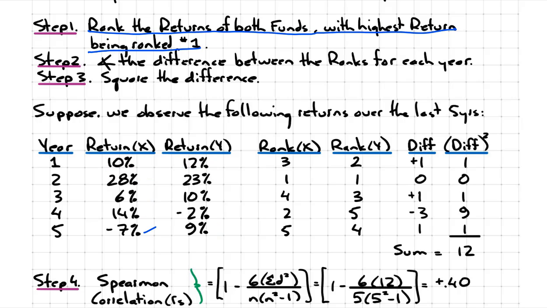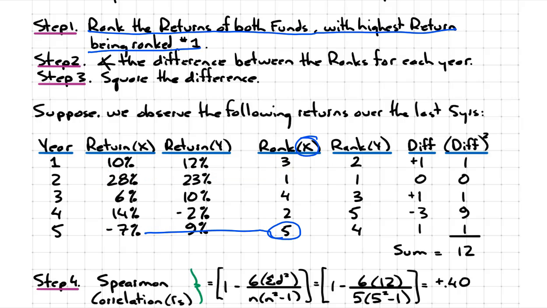But the first step tells us that we should rank these performances. Let's look at X. Why don't we start with the highest? You can see in year 2, it had the highest rate of return, so this would be given a rank of 1. On the other hand, you can see that -7 was the lowest return, and since there were 5 observations, this would be ranked number 5.